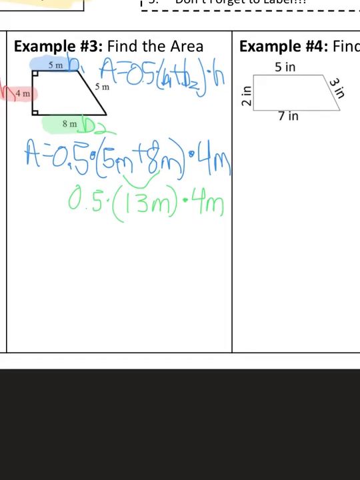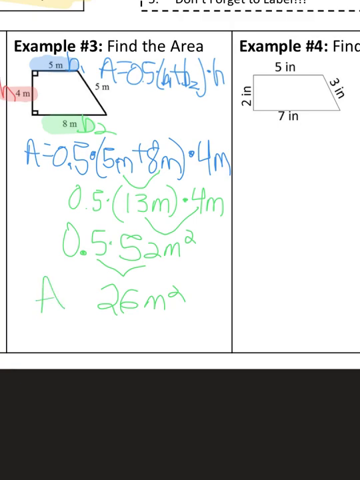So we need to multiply 13 times 4 meters. 13 meters times 4 meters, which will give us 52 meters squared. Bring down that 0.5. Last thing we need to do is what's 0.5 of 52 meters squared? That is going to give you 26 meters squared. So the area equals 26 meters squared. So there is the answer for that example as well.